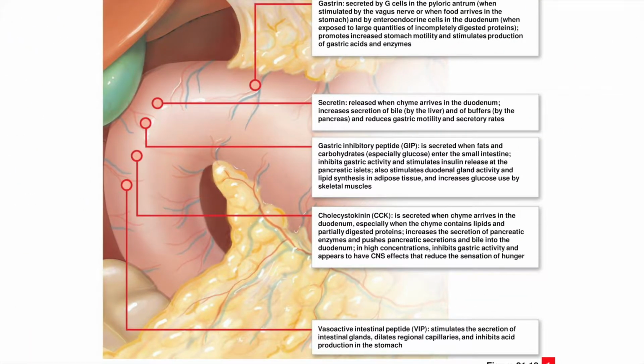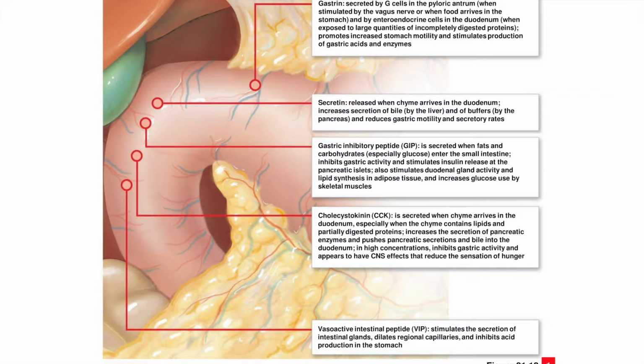Alright, there are 5 major hormones that we're going to talk about. The first is gastrin. Gastrin is secreted by G cells in the stomach and in the duodenum, and it's released when food enters the stomach or due to vagus nerve stimulation. This increases the stomach motility or the movement. It also stimulates production of gastric acids and enzymes, which we call gastric juice. So this hormone is getting the stomach ready to digest things.